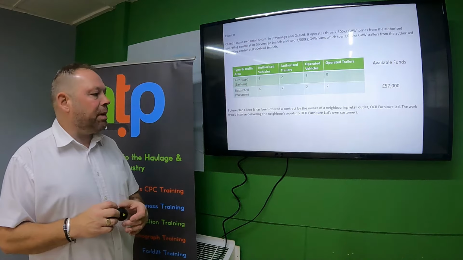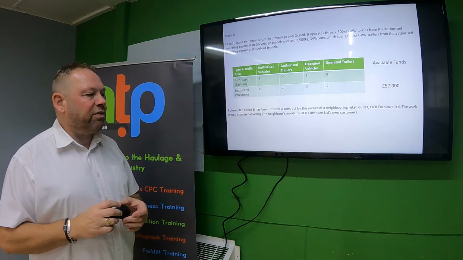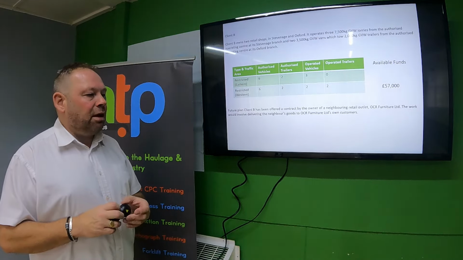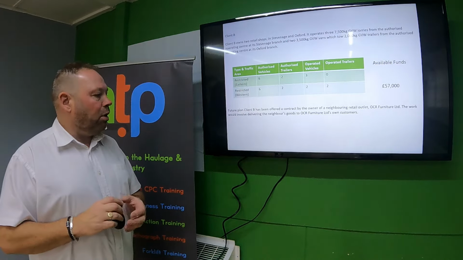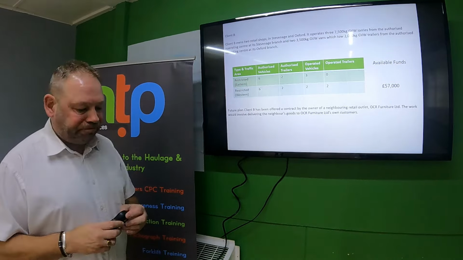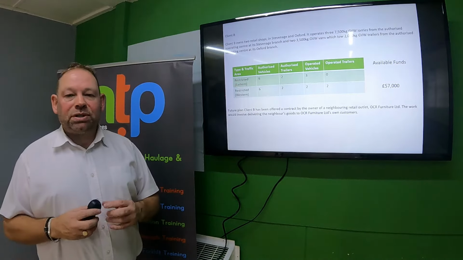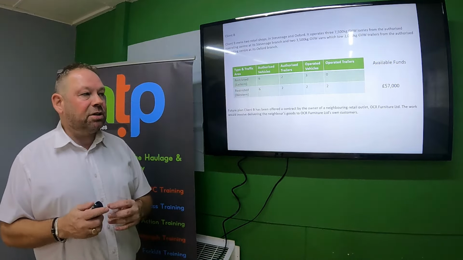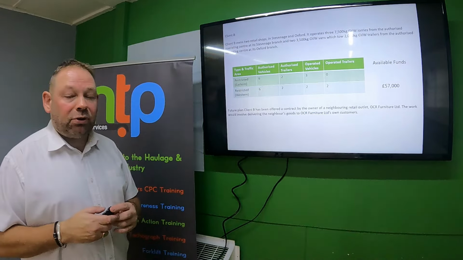Future plan, client B has been offered a contract by the owner of a neighbouring retail outlet, OCR Furniture Limited. The work would involve delivering the neighbour's goods to OCR Furniture Limited's own customers. Okay, so pause, have a look through, see if there's anything relevant, highlight it, and we'll have a look in a second.